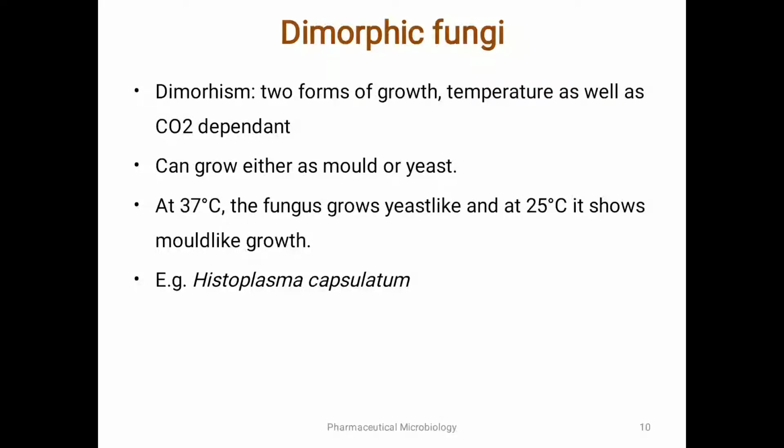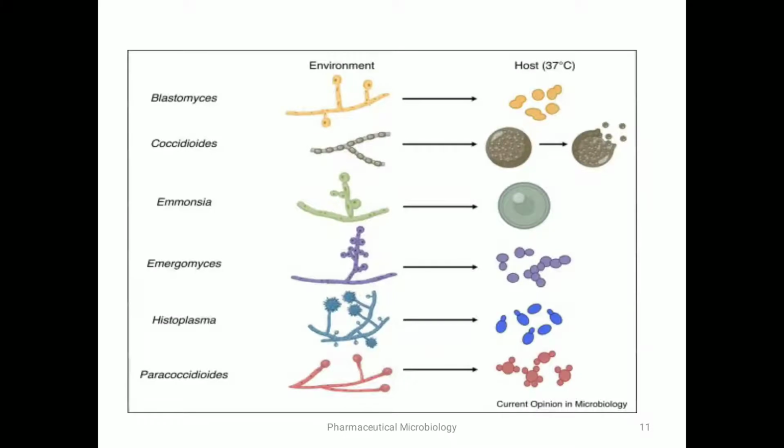So these are fungi which are generally pathogenic and exhibit two kinds of growth forms, and that is called dimorphism. In the image, you can see some of the dimorphic fungal species: Blastomyces, Coccidioides, Histoplasma, mainly. When they grow in the natural environment, they show mold-like growth, but at 37 degrees Celsius they show yeast-like growth. So these are the four classes of fungi.